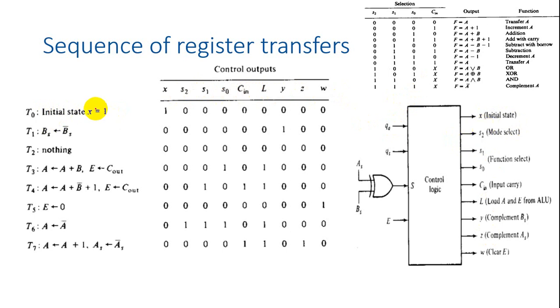Okay, let's find out. At T0, x equal to 1. And other control outputs will be 0. So all other control outputs are usually 0. T0.